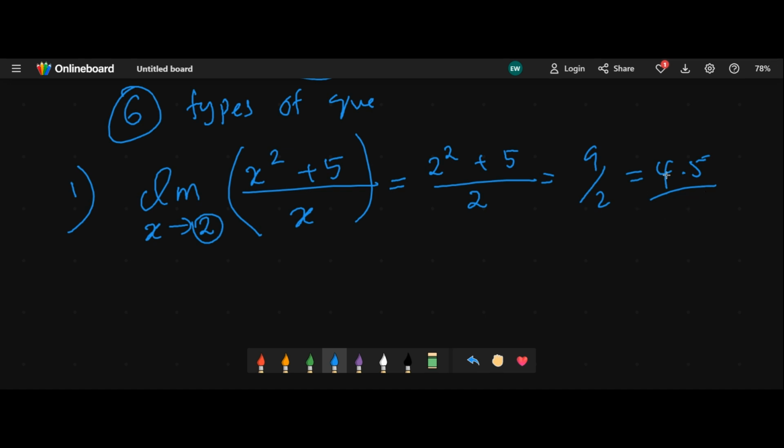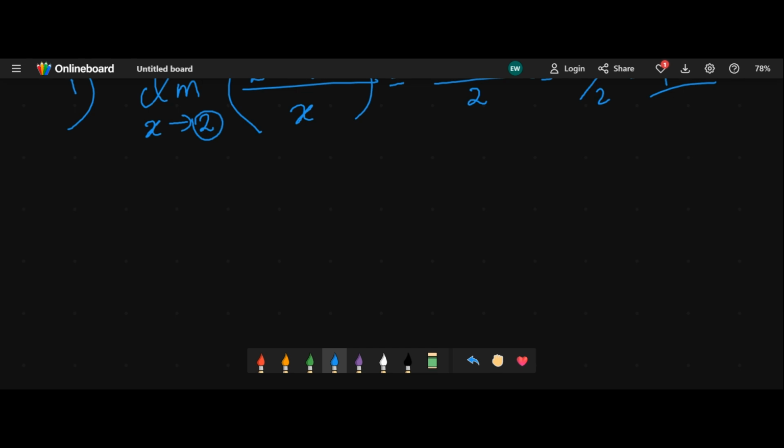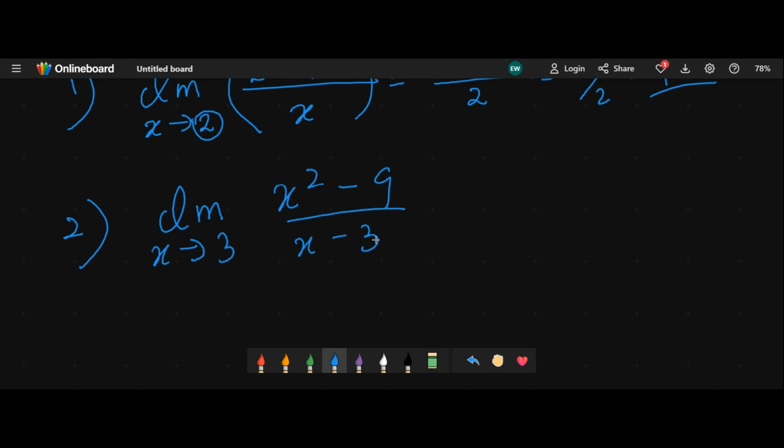Finished. So whenever you get a question, the first step is to directly substitute that value and see whether you are getting an answer. If you are getting an answer, then the question is finished. Second type, we'll write limit x approaches maybe 3. x squared minus 9 divided by x minus 3.